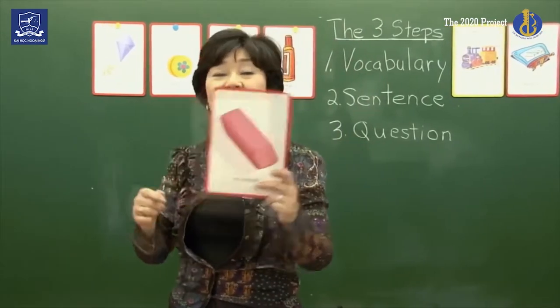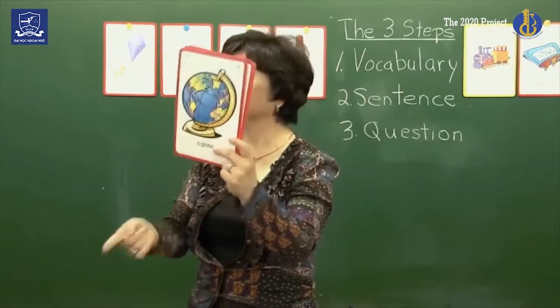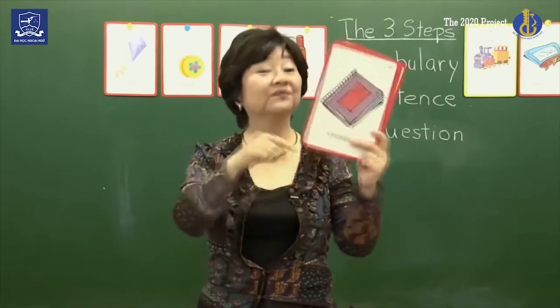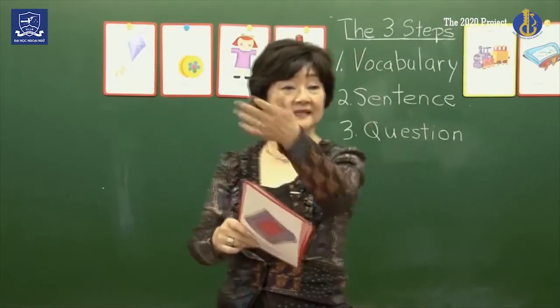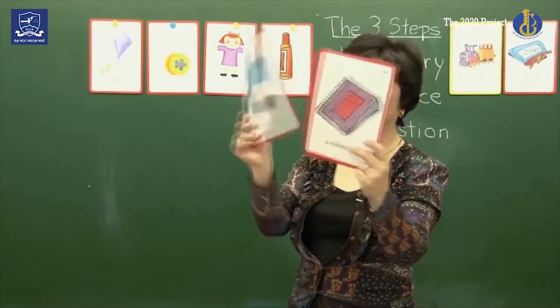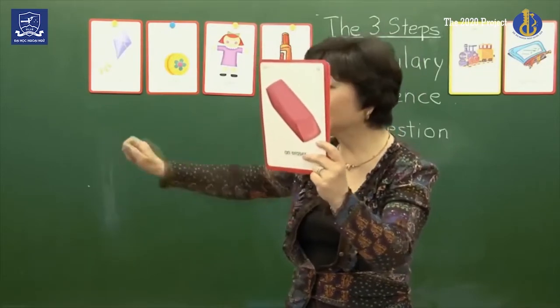Ready, go. What's this? It's an eraser. Very good. What's this? It's a globe. What's this? It's a notebook. Very good. Now you ask this side. Ready, go. What's this? It's a notebook. What's this? It's a computer. What's this? It's an eraser.